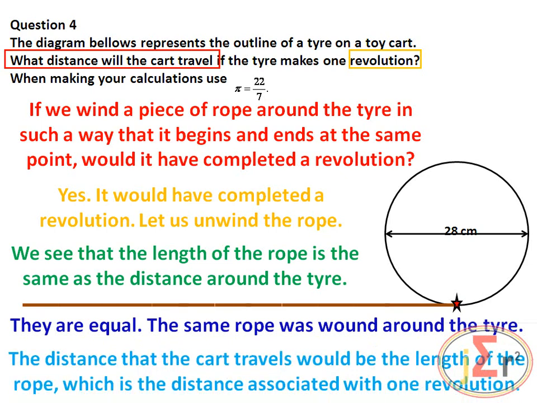The distance that the cart travels would be the length of the rope. And that length of rope is the distance associated with one revolution. So here we have our length of rope. Whatever this distance is, it must be the same distance as when it was wound around the tire. It's the same piece of rope. It's the same length.